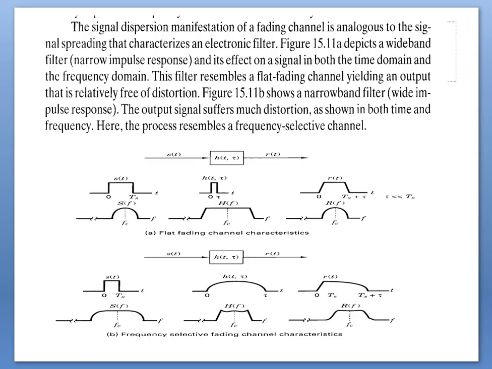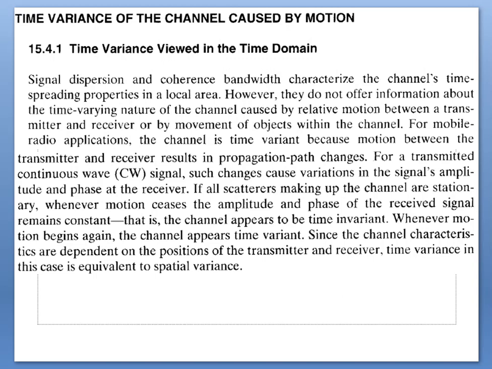In the frequency domain, Fc is the center frequency, and we maintain the same center frequency Fc at the output. Similar to the frequency selective fading characteristics, s of t has an input with a time period of 0 to Ts, but observe the output r of t with a time-delayed version of Ts plus tau. Observe the frequency domain with center frequency Fc and the same center frequency Fc in RF. In both cases, we maintain the center frequency constant in the frequency domain. Now coming to part number 3, time variations of a channel caused by motion.